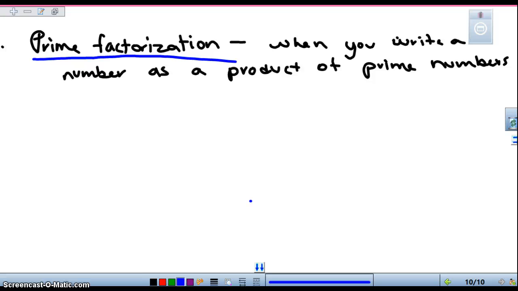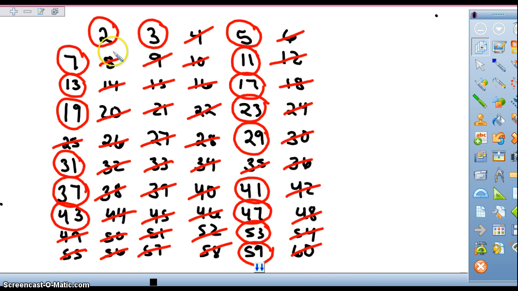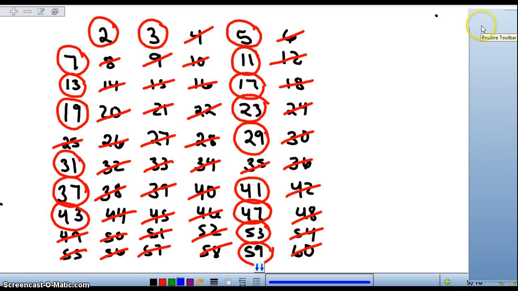Prime factorization is when you write a number as a product of prime numbers. So what does product mean? The answer to multiplication. Product is the answer to multiplication. And what's the prime number? It's a number whose factors are only 1 and itself, just like the ones we saw at the very beginning. Remember, all our circled numbers were a few of the prime numbers? Yes or no? Yes. Okay.